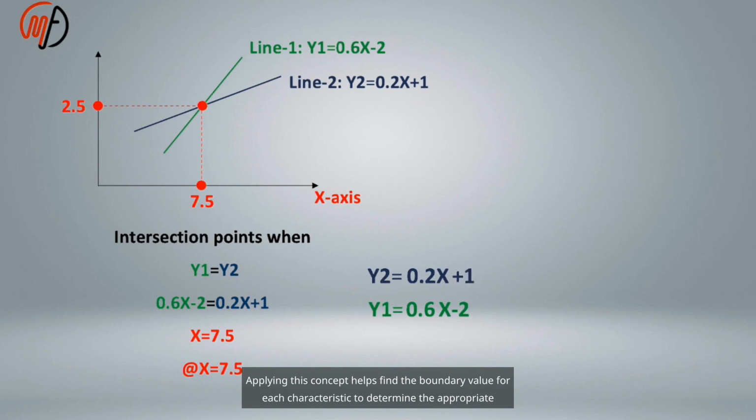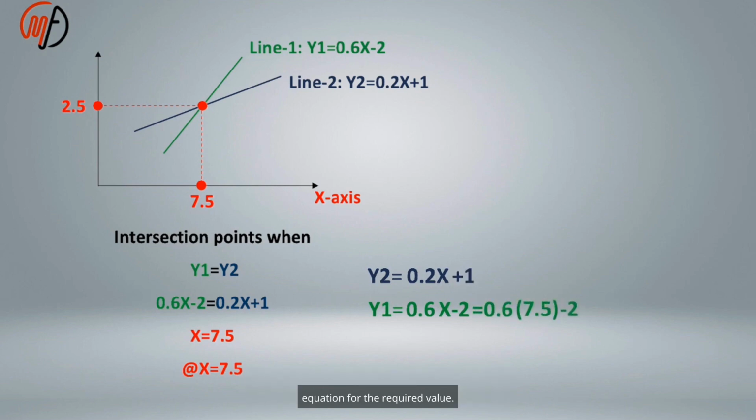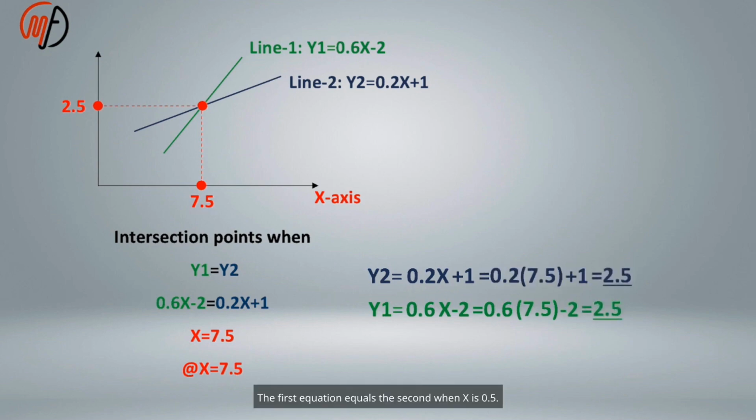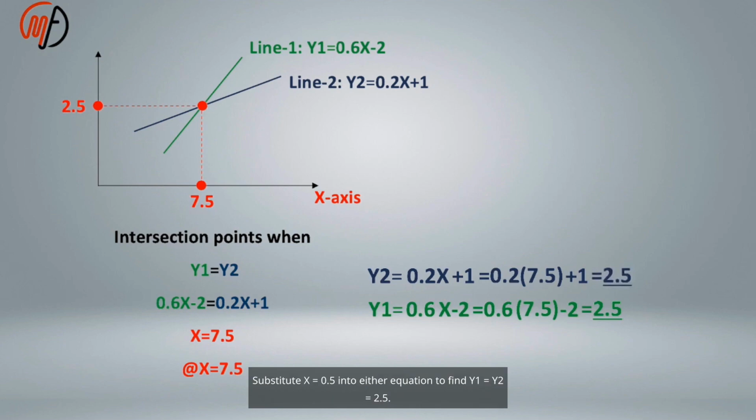Applying this concept helps find the boundary value for each characteristic, to determine the appropriate equation for the required value. To find the intersection point, the first equation equals the second when x is 0.5. Substituting x of 0.5 into either equation gives y1 equals y2 at 2.5. We apply this method to find boundary values for the current characteristic and the appropriate equation.